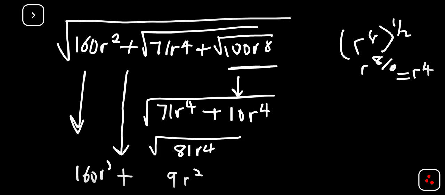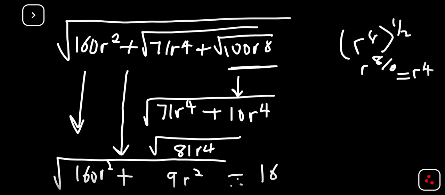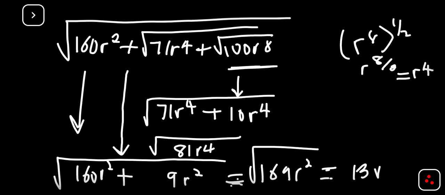160r squared, and we still have our square root. Now this will sum up to 169r squared, the square root. Now this gives you the square root of 169 is 13, and the square root of r squared is just r. So this whole equation is simplified as just 13r.